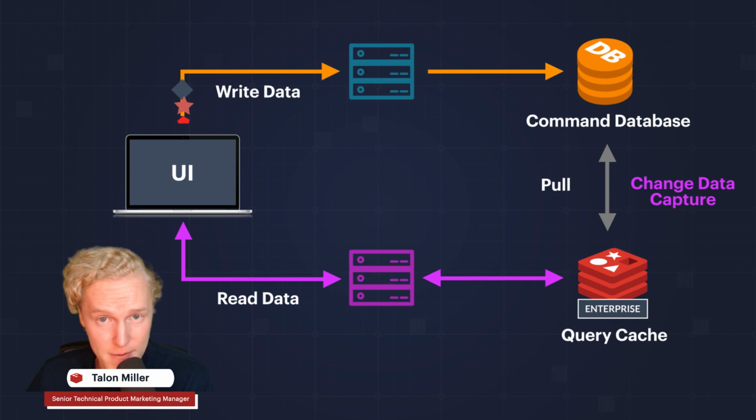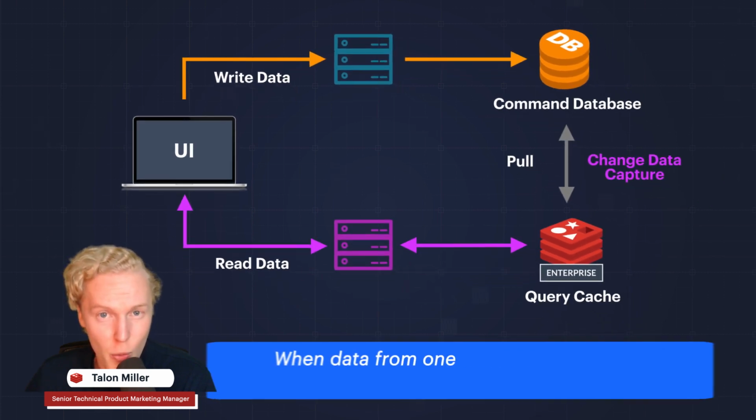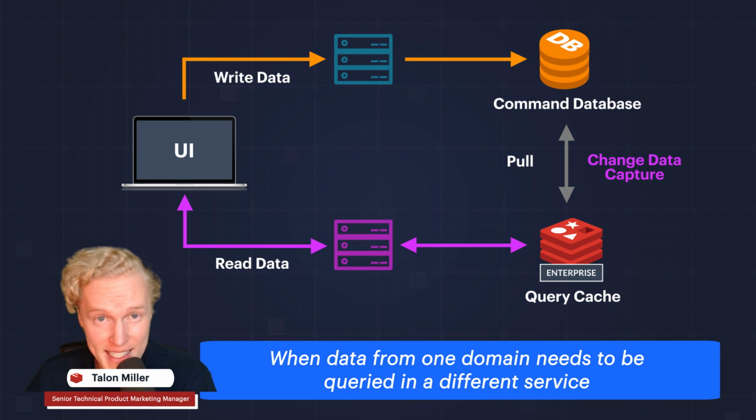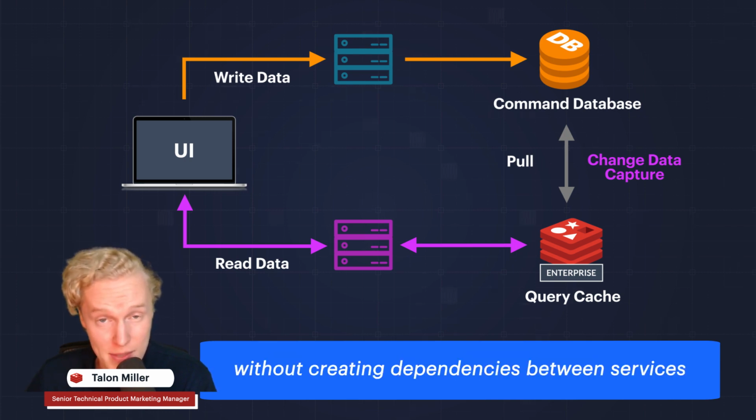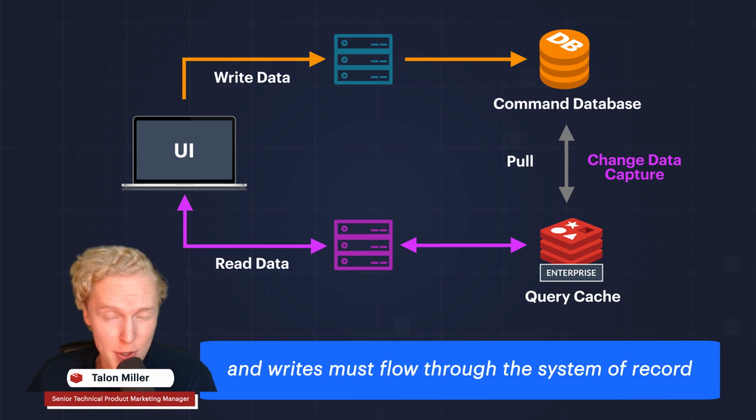The command database is focused on high durability and consistency, while the query database is focused on performance and serving the data. So when do we use it? When data from one domain needs to be queried in a different service without creating dependencies between services, and writes must flow through the system of record. With that, let's turn to the demo.